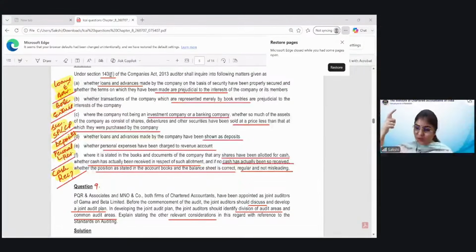Loans and advances, book entries, securities sold at less than the cost price, whether loans and advances shown as deposits, whether there are any personal expenses charged to revenue expenses, and if the securities are issued for cash, whether cash has been received or not. If not, the books of accounts should state the position.